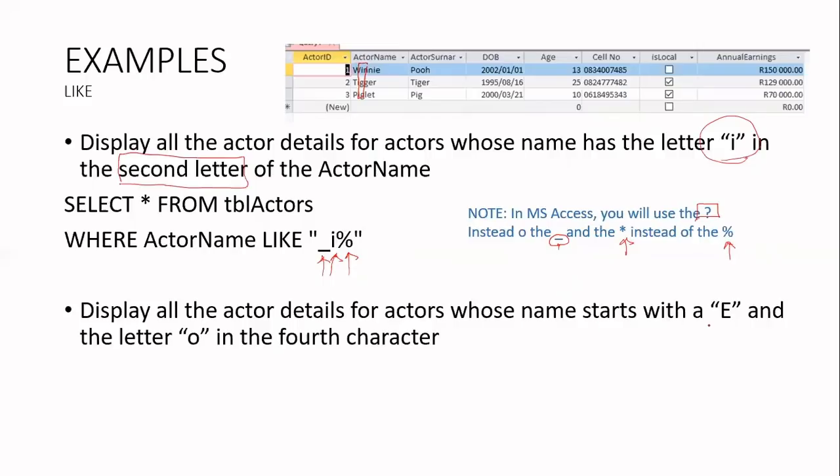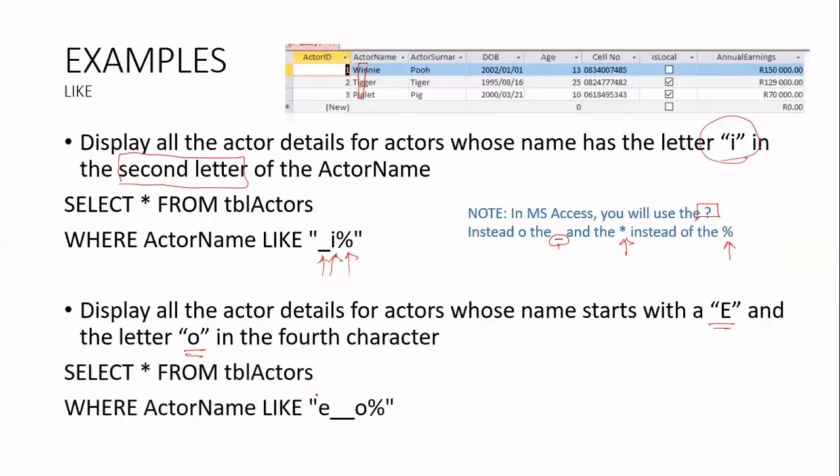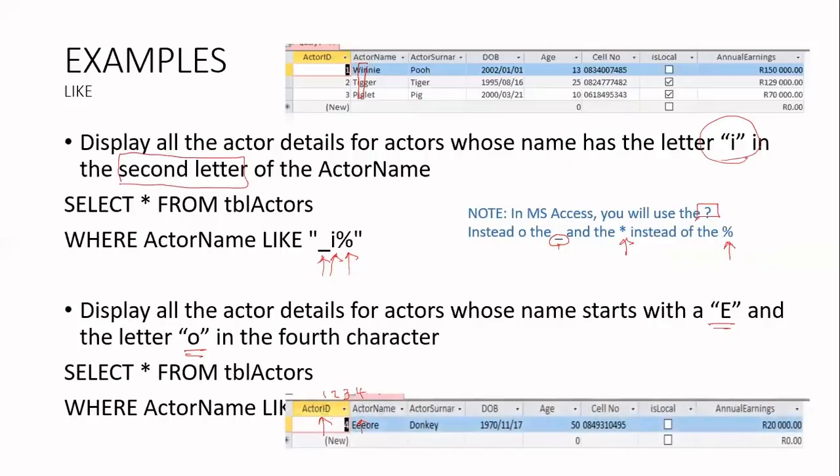Now we're looking for a name that starts with the letter E and ends with the letter O in the 4th character, very specific. So there we are. This is 1, 2, 3, 4. So I've got 2 underscores. It's starting firstly with an E, 2 underscores, and then you can see the O is in the 4th character, and anything else can follow. And you can guess what that answer is, E-O, that has that particular combination for the actor name.